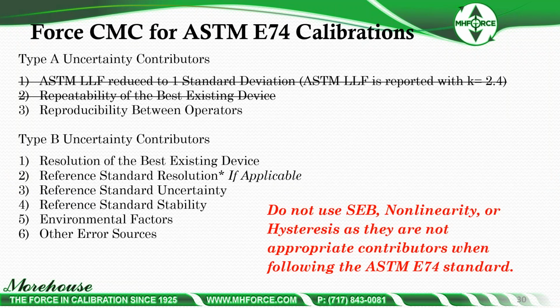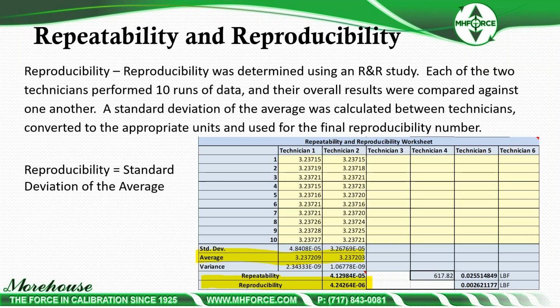And then we're going to do something that's a bit more involved: reproducibility between operators. Now, A2LA R205 at the MAC, it's not everybody's getting reproducibility. People say it's difficult to calculate, to do it right. There are so many different ways to do reproducibility. The easiest way, I think, if you have more than one operator, is to just take it between technicians.